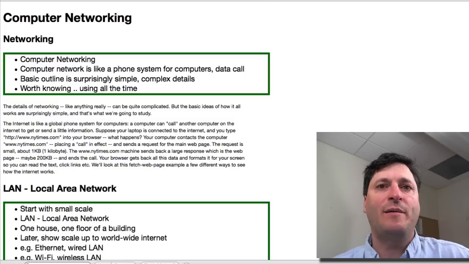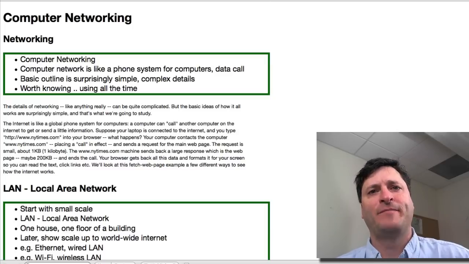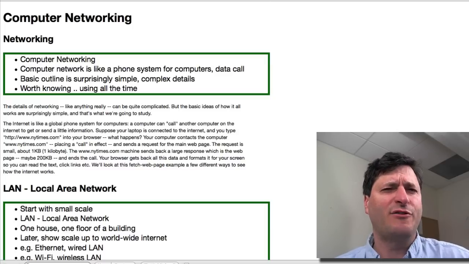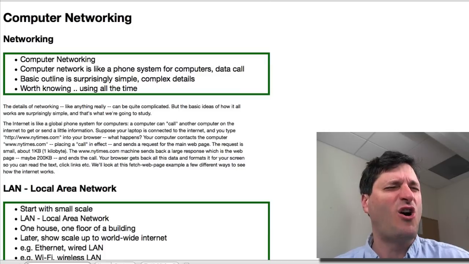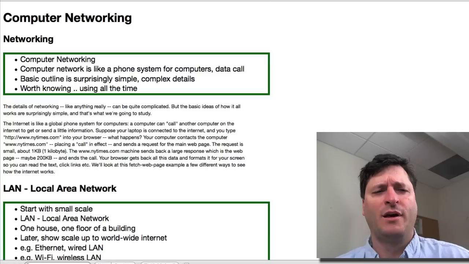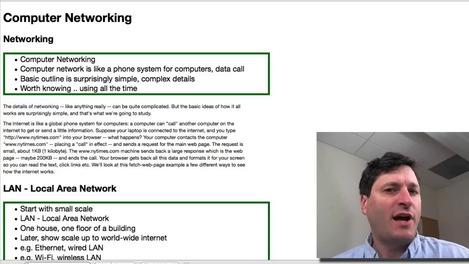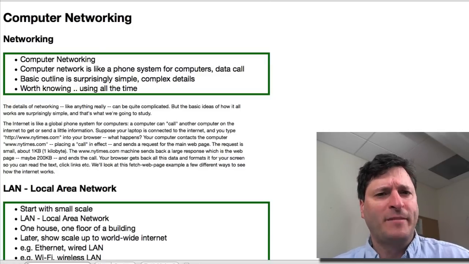In this section, I'm going to talk about how computer networks work. Computer networks are kind of like a phone system for computers, where any computer can place a data call to any other computer. Now, the basic outlines of how it works are surprisingly simple, although of course the details are fairly complicated.